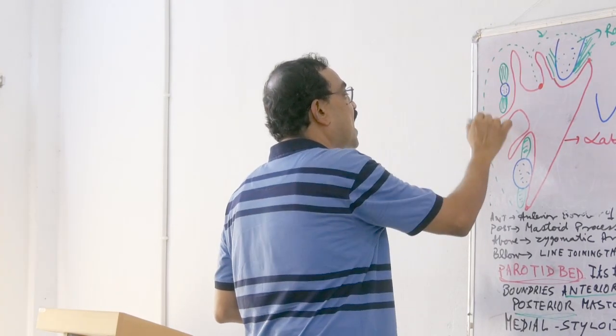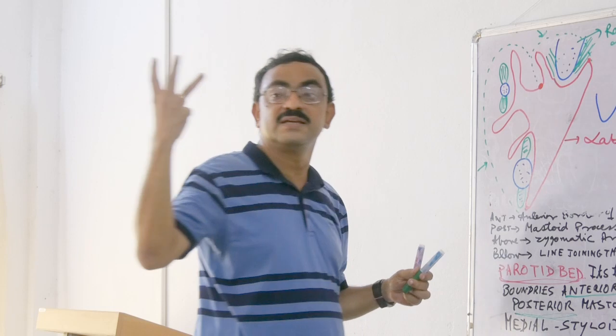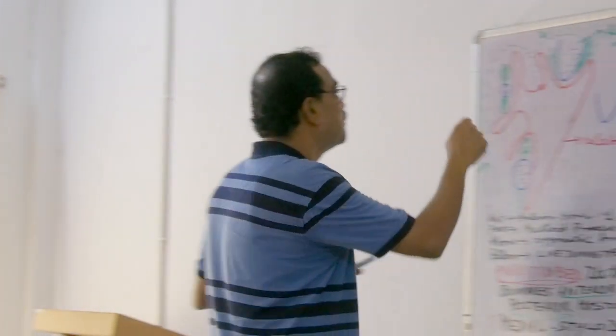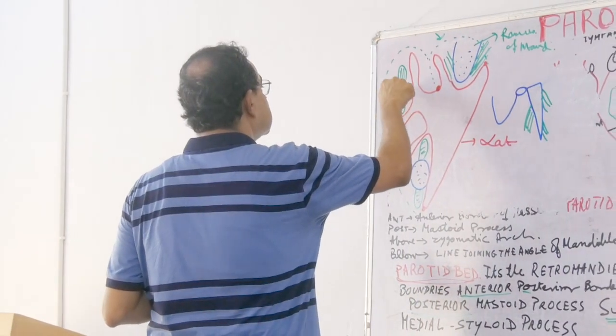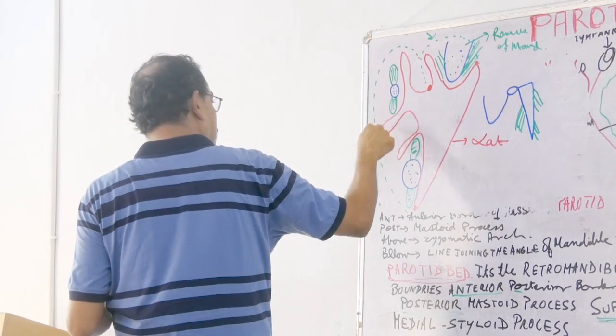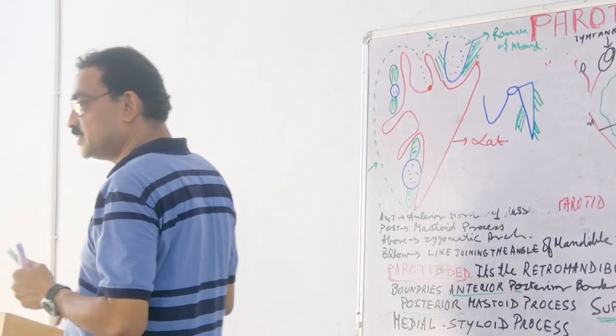Here you can see another two processes. Processes are projections, finger-like projections. One process is the styloid process. In front of the styloid process, and what is behind the styloid process, they are called the pre- and post-styloid regions or processes.